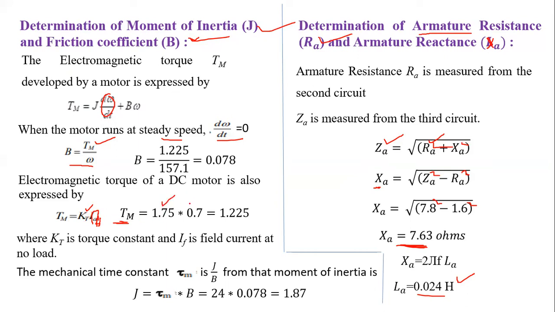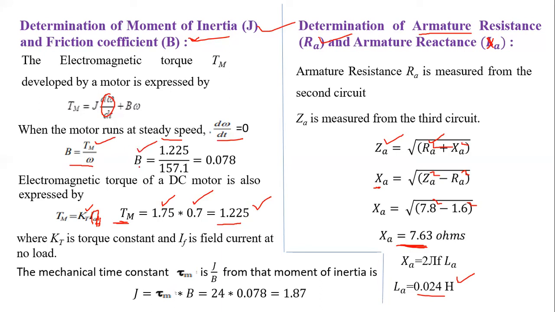What is the field current at the rated speed? That is at no load. When we are running at the rated speed, it is 0.7 amperes from the table column. So 1.75 into 0.7 will give you 1.225. So this is the torque developed by the motor. Torque developed by the motor is 1.225. If we substitute here, then we get the B value.